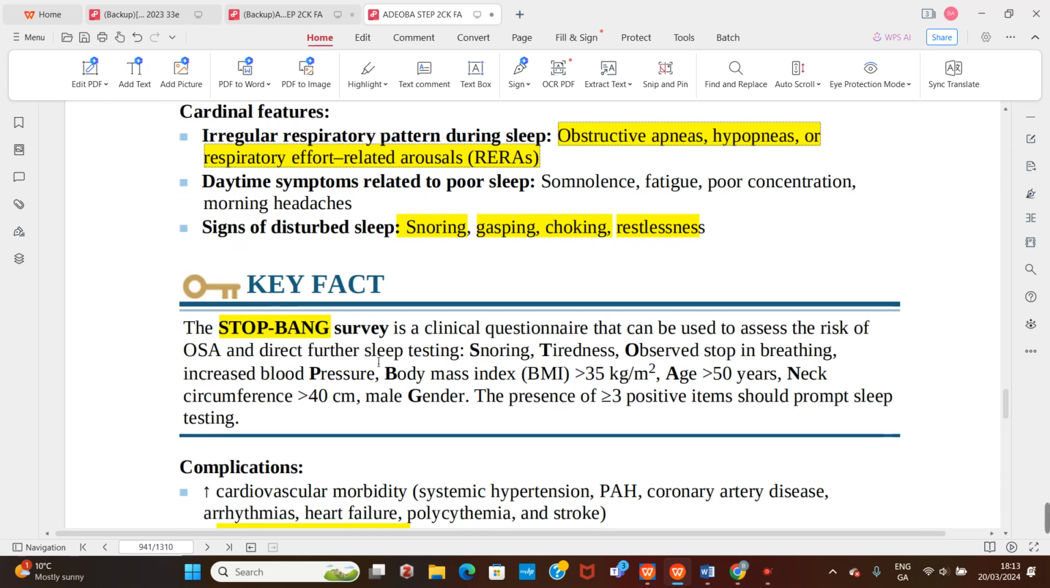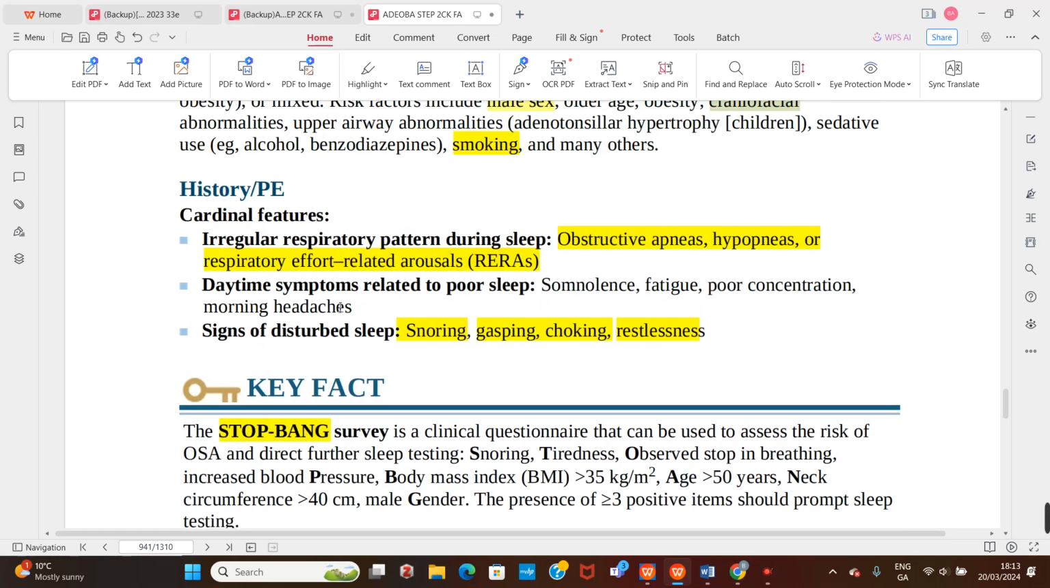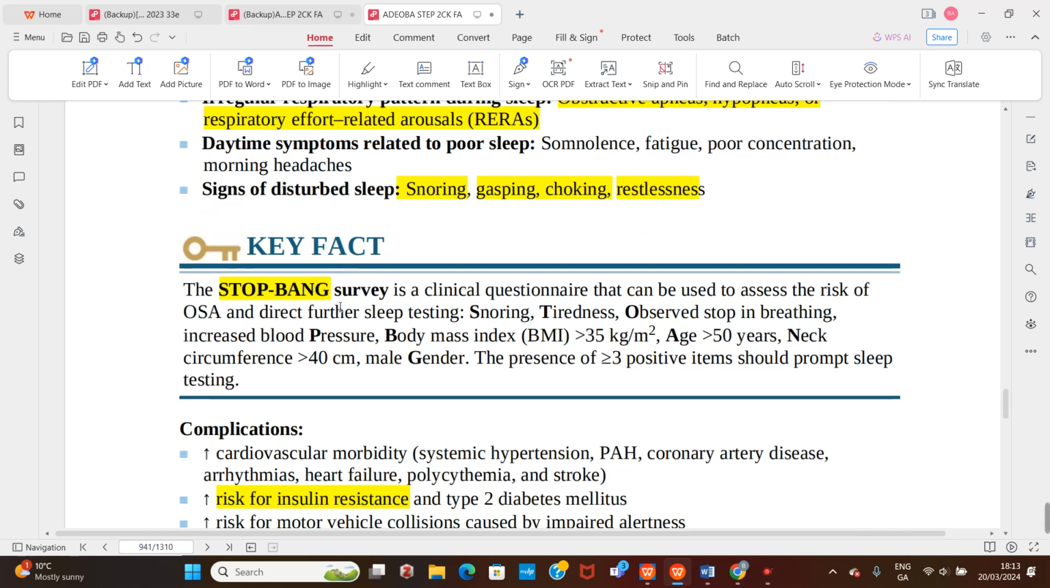So there's a questionnaire that you call the STOP-BANG survey. You are using this to evaluate if you are going to need sleep testing. So somebody comes to the hospital having this kind of presentation, and we are thinking of, okay, obstructive sleep apnea. So we are going to ask them these questions. S for the snoring. Do you snore? 1 point. T for tiredness. Are you tired? Do you wake up feeling tired? O for observed stop in breathing. So we ask their partner, do you notice that sometimes your partner kind of stops breathing?